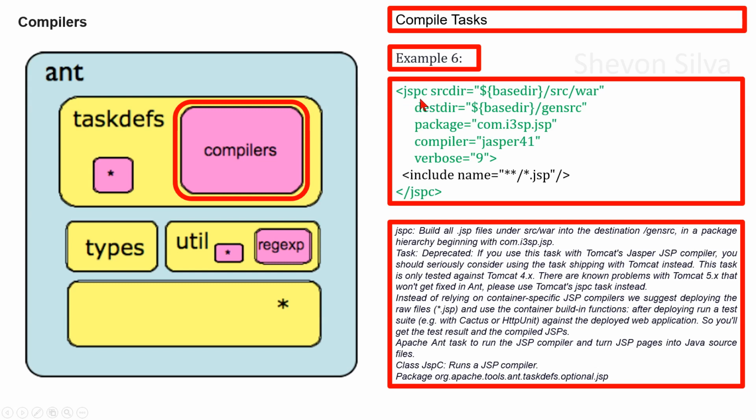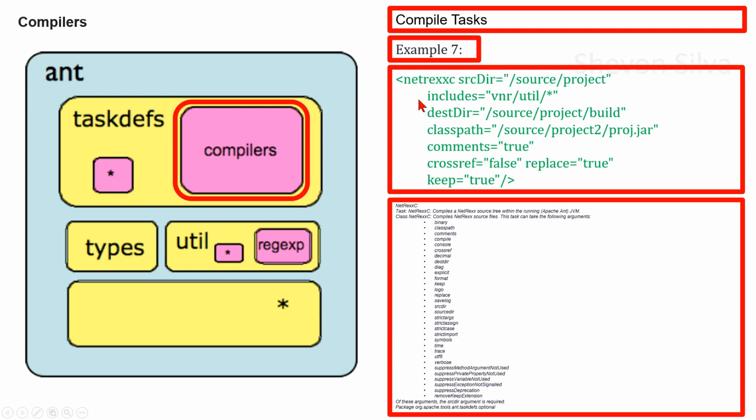This task is basically an Apache Ant task to run the JSP compiler and turn JSP pages into Java source files. With regard to the API, the class JSPC runs a JSP compiler. This is in the package org.apache.tools.ant.taskdefs.optional.jsp.